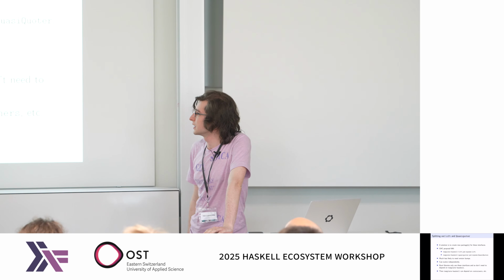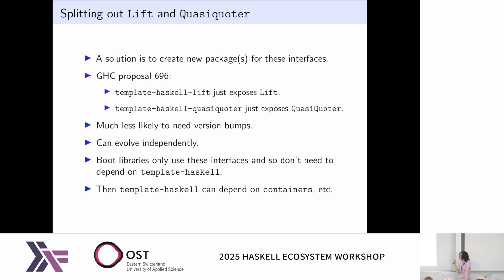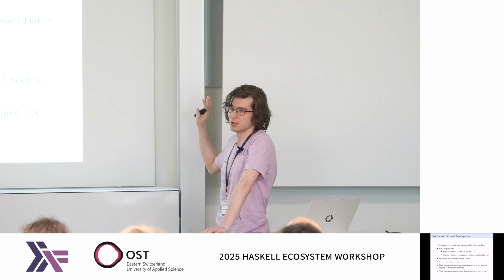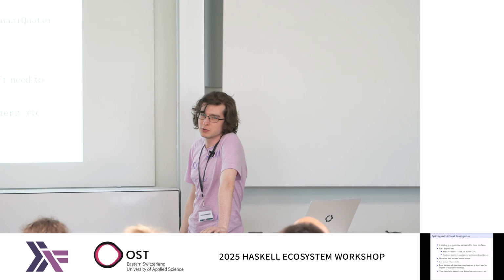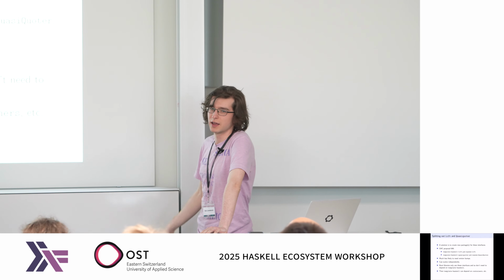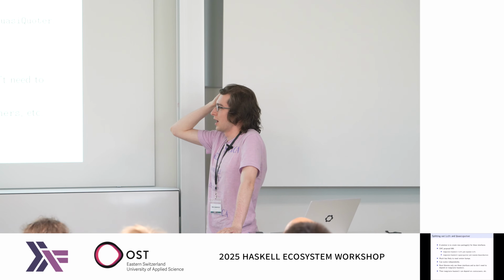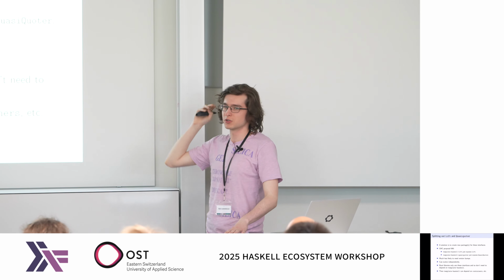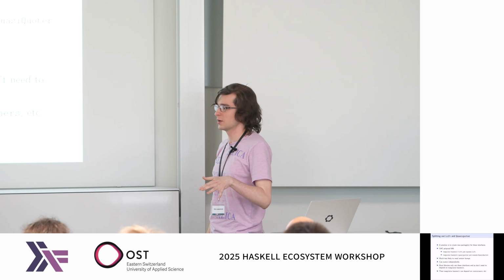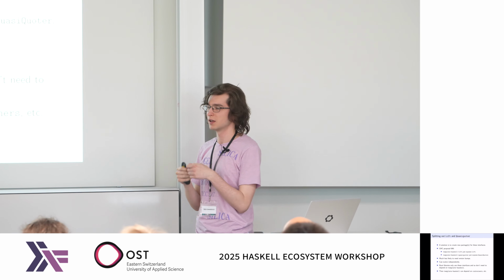So one step we're taking here is GHC proposal 696 that splits out two sublibraries from Template Haskell. We have template-haskell-lift, which is just the Lift type class and some utilities. And then we have template-haskell-quasiquoter, which is just the QuasiQuoter definition. And now users can depend on these directly and don't have to depend on Template Haskell. So they're much less exposed to version bumps. And it also opens up a future where these libraries can evolve independently.